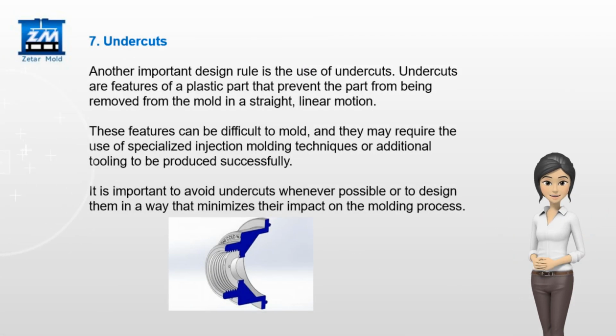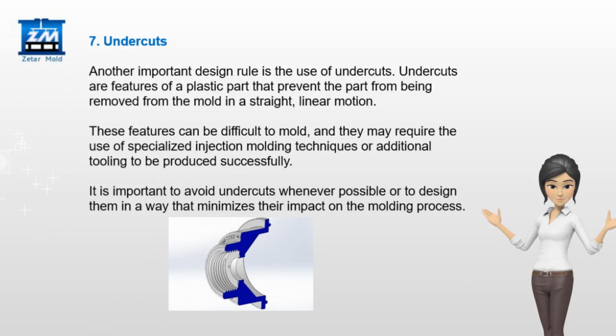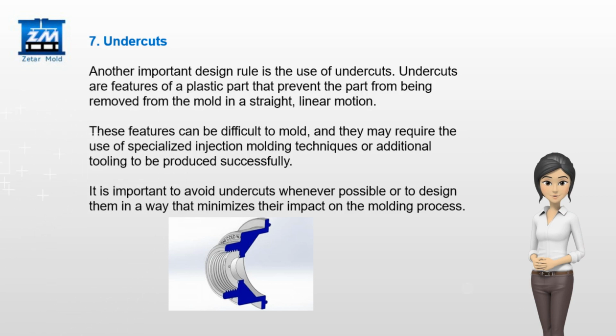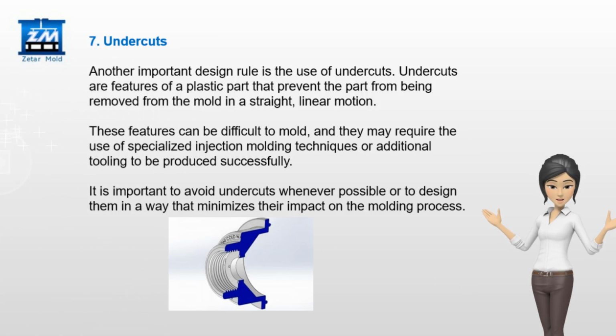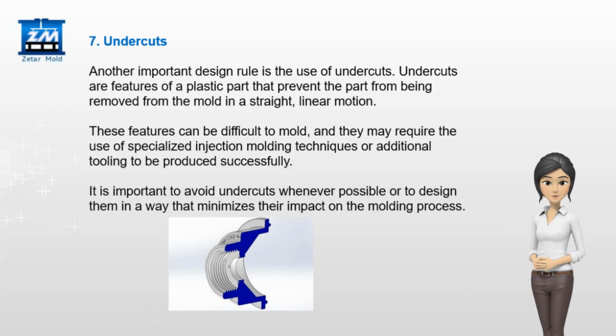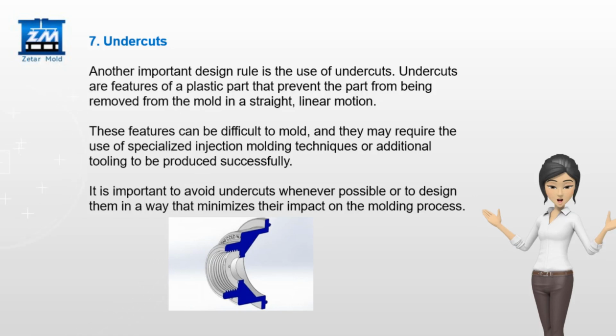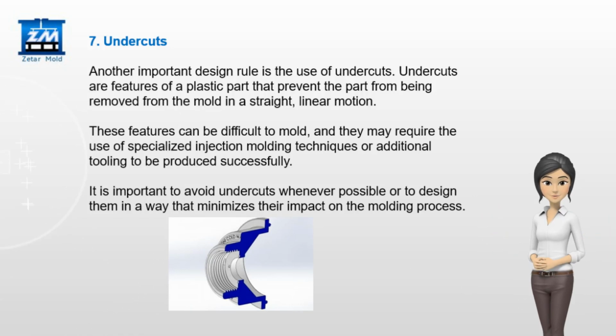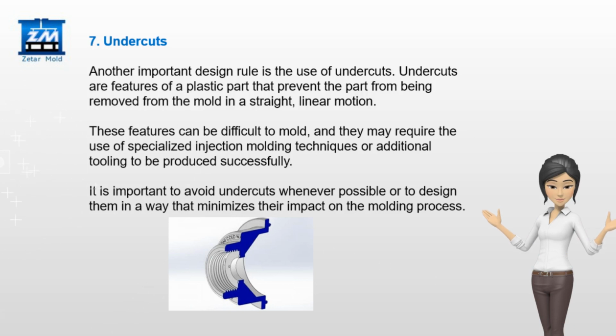Undercuts. Another important design rule concerns undercuts. Undercuts are features of a plastic part that prevent the part from being removed from the mold in a straight, linear motion. These features can be difficult to mold, and they may require the use of specialized injection molding techniques or additional tooling to be produced successfully. It is important to avoid undercuts whenever possible or to design them in a way that minimizes their impact on the molding process.